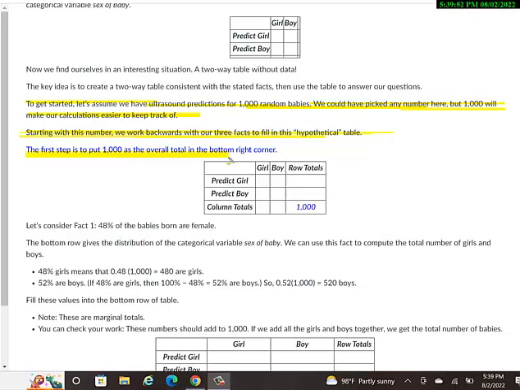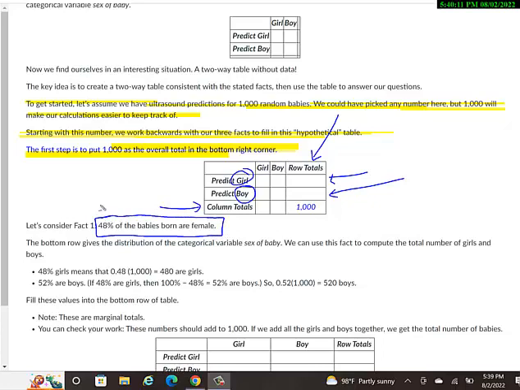The first step is to put 1,000 as the overall total. I see here the row totals and the column totals. The numbers above that 1,000 will be how many total boys and how many total girls. So let's consider fact 1: 48% of babies born are female. It might have been more convenient to make this total out of 100 instead of 1,000, but whatever.